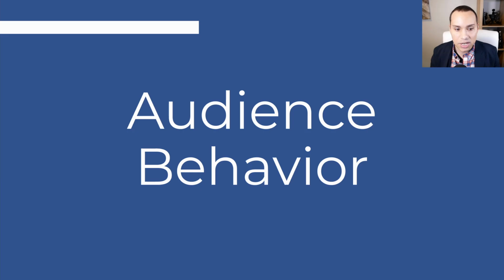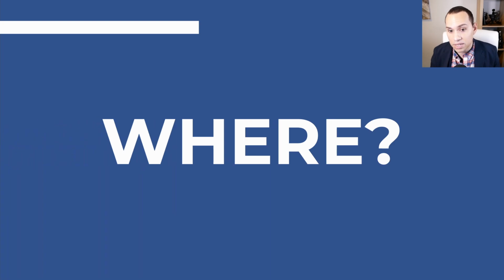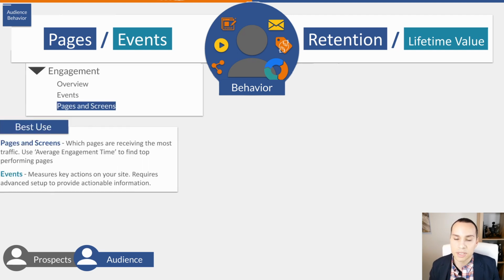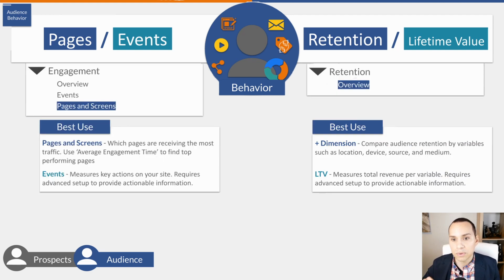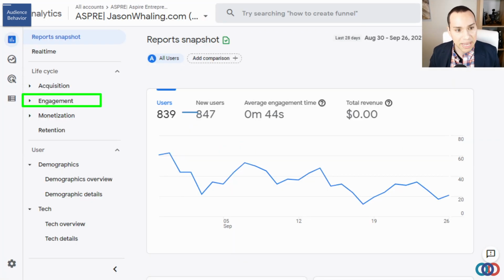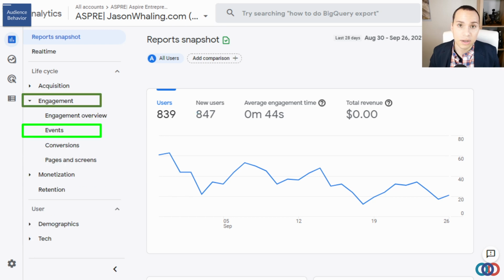So let's go ahead and jump into audience behavior. Now that we know who or where people are visiting our site from, let's start to look at what they do once they're on our site. This is where a developer or an expert is going to be very helpful in setting up things like custom events, helping you calculate lifetime value, but we won't get into all of that. We'll just look at the things that we can see with a standard install of Google Analytics. So back into Google Analytics 4, we'll jump back into our interface here. We'll click on engagement, and then we will click on events.